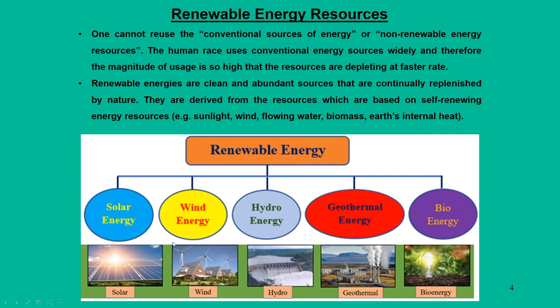As you see in this figure, in solar energy we have solar cells or solar photovoltaics; in wind we have wind machines, wind turbines; in hydro we have power plants; geothermal is another category of harnessing energy from the earth's crust; and bioenergy is mainly derived from bio-derived plants.